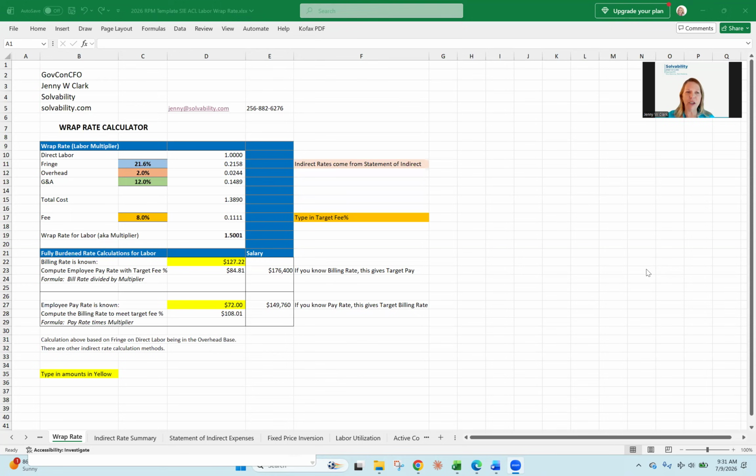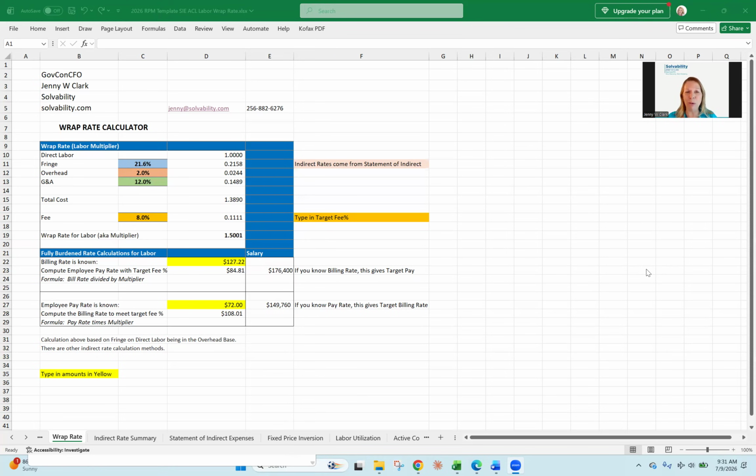In our earlier session, we went over the wrap rate calculator. That's the starting point that you would want to use when you're pricing federal contracts, when you have the spreadsheet that has a labor category. It asks you to put in a direct labor amount and it has percentages that say fringe, overhead, and G&A. You've got to figure out what those are.